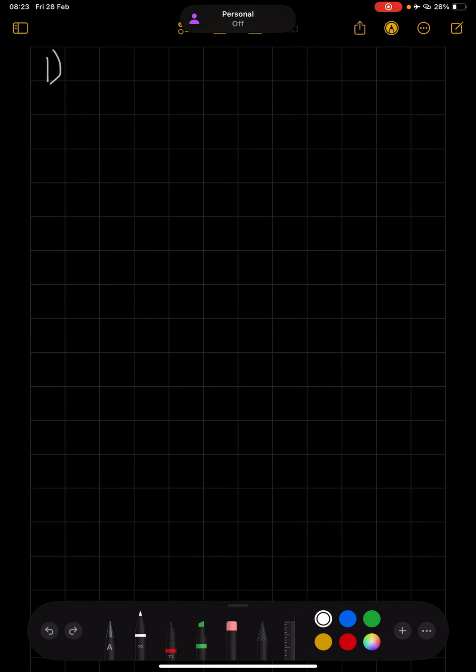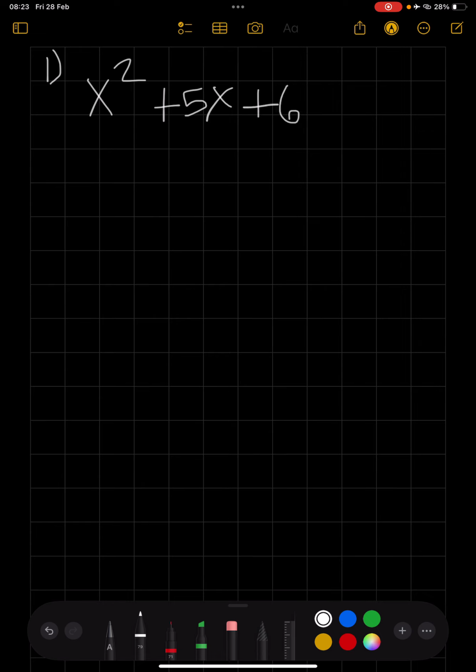First example, we have x squared plus 5x plus 6, and we need to factorize this in the 5-step method. The first thing is you need to multiply the a, which is 1, and the c, which is 6. So step 1, you have 1 times 6, which is basically 6.